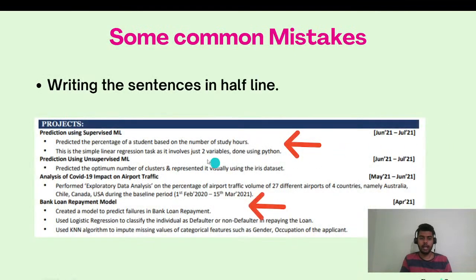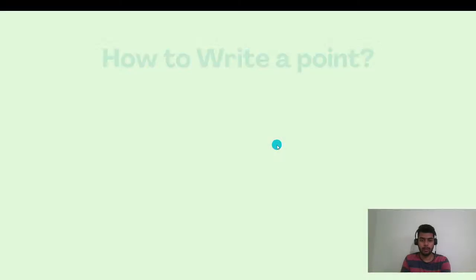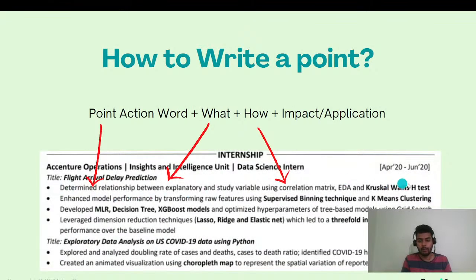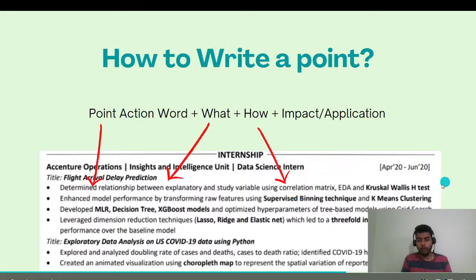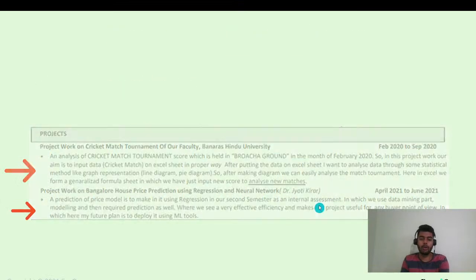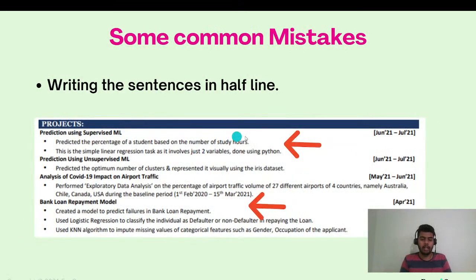The next mistake is writing sentences in half lines. You can see that this particular person has written the sentence in half lines. Obviously, I told you in the beginning itself that you have to write complete sentences. The way you can see in this point, the whole line has been utilized to write the point. Obviously, you can have the end somewhere here, but a whole line has been utilized. You have to utilize it this way only. So don't make the mistake of writing points in half lines.